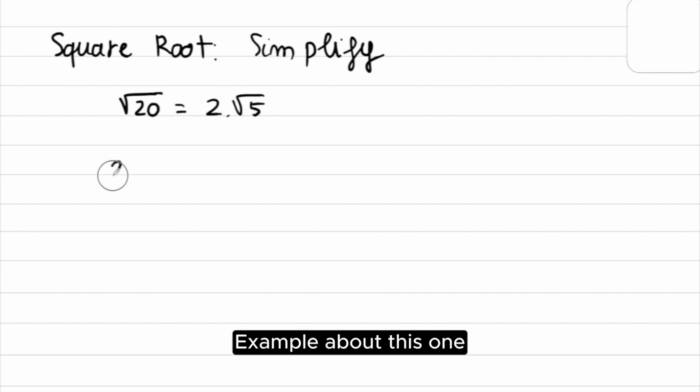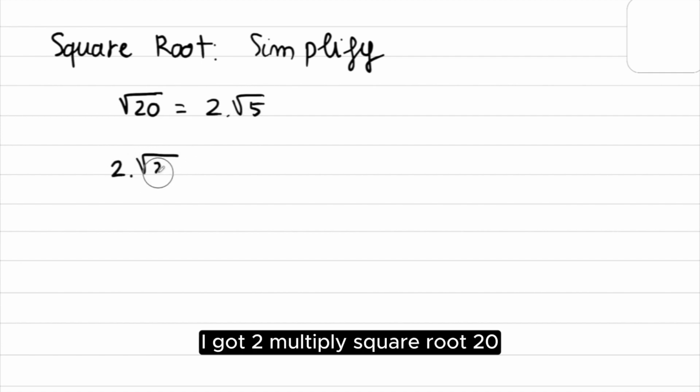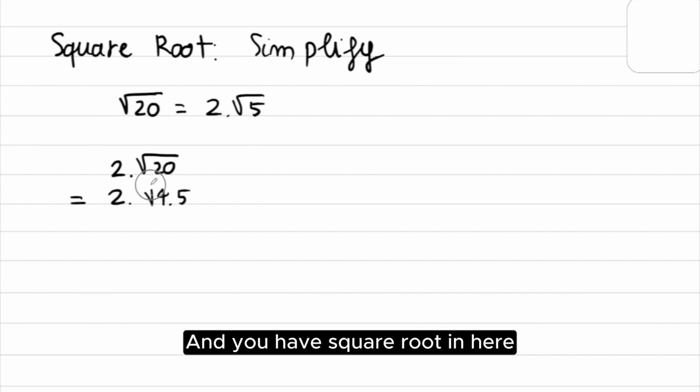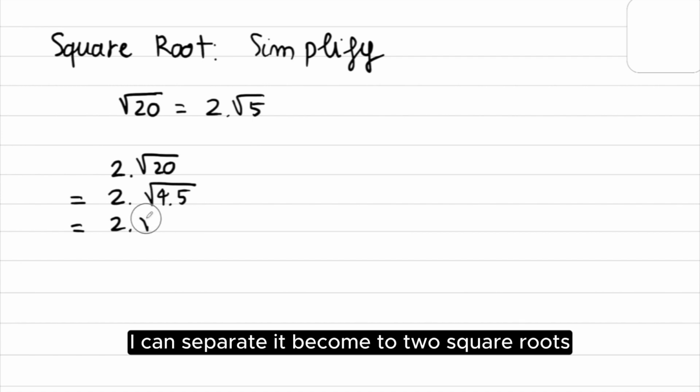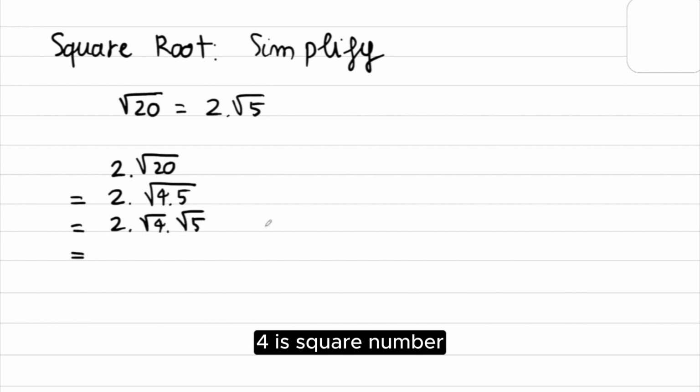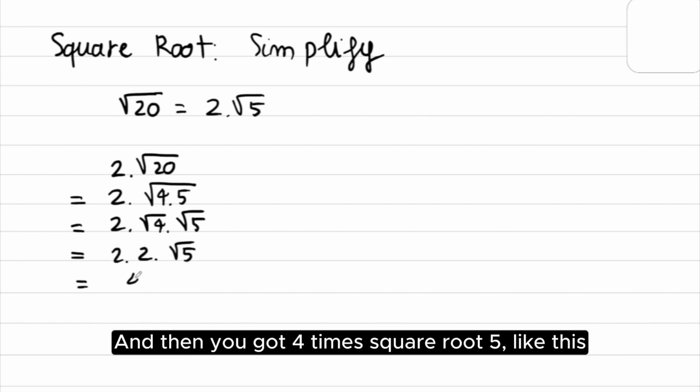Okay, example about this one, I've got 2 multiplied by square root of 20. How can you simplify this one? I will factorize 20 into 4 times 5, and under the square root I can separate it into 2 times square root 4 times square root 5. Square root 4 is a square number, so you get the integer 2, so 2 times 2 square root 5, and then you get 4 times square root 5.